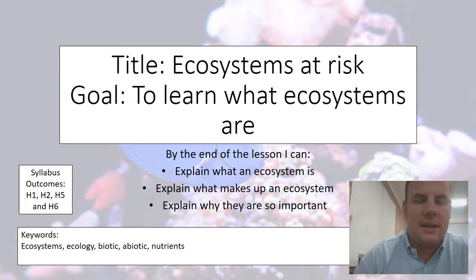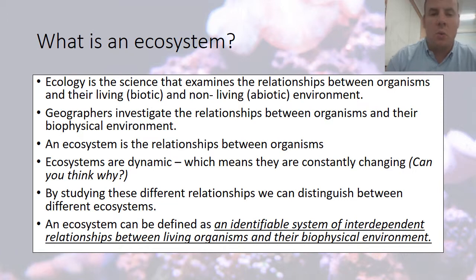Okay, this lesson is our first lesson on ecosystems at risk, and today's goal is to learn what ecosystems are. By the end of the lesson, we need to explain what an ecosystem is, explain what makes up an ecosystem, and explain why they are so important. Well, an ecosystem is basically a group of animals and plants interacting together in one area.